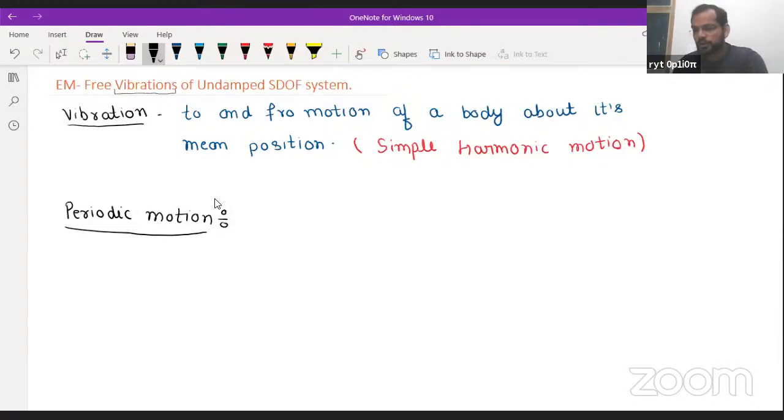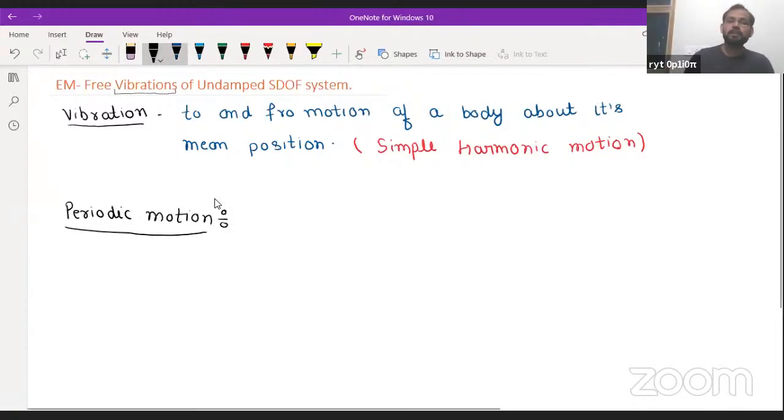Okay, so Nadeem is saying that it is repeated in equal intervals of time. Very good, Nadeem. So what do you understand by periodic motion? A motion is said to be periodic if it repeats its path after a certain interval of time.